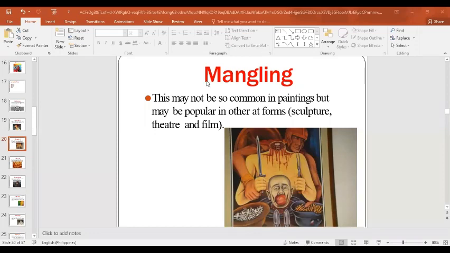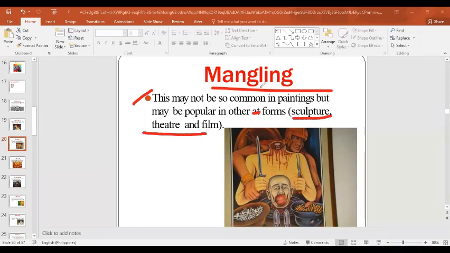So next we have here mangling. This may not be so common in paintings, but may be popular in other art forms, such as sculpture, theater, and also film.